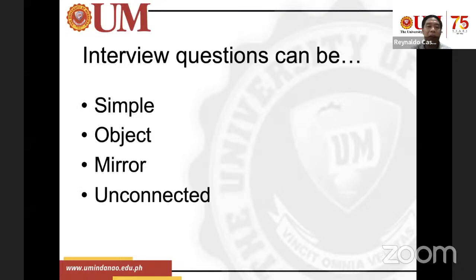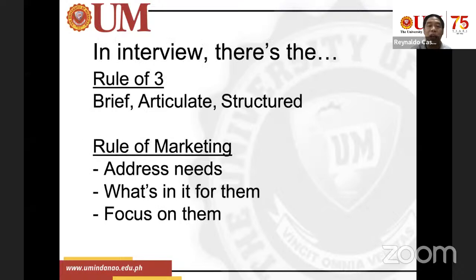Okay? All right. So i-remind ko lang kayo that in the interview there's a rule of three. No, you have to be brief, articulate, and structured. No, do not go around the bush. Structuring your interview will help you, no, will prevent you from going around the bush. No, like for example, are you comfortable with deductive or inductive style? So what does it mean? Are you comfortable in answering your question by starting on a general idea and then trickle down by giving examples of situations and then connect that to the importance of the job, no?